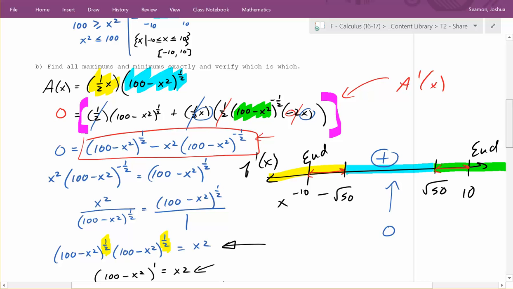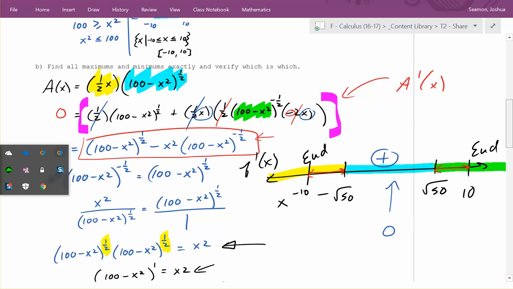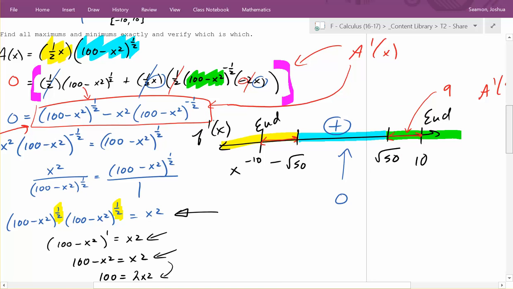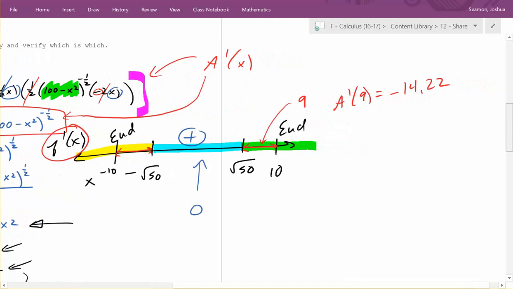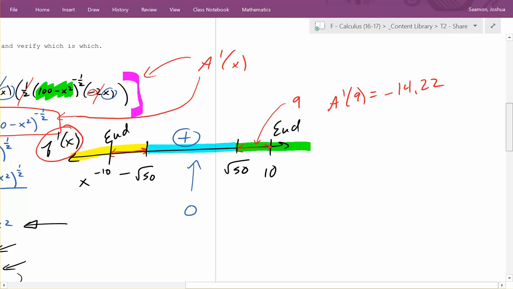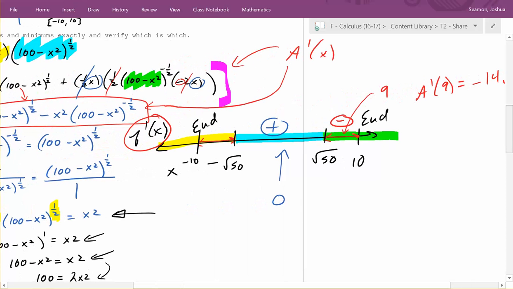Plug in 9 and tell me what you get. It's f prime. I'm sorry, f prime. So is it negative 14.22? Does anybody agree with that? Yeah, I got a few. So this one's going to be negative. So what's the other number you have to plug in? What's f prime of negative 9?